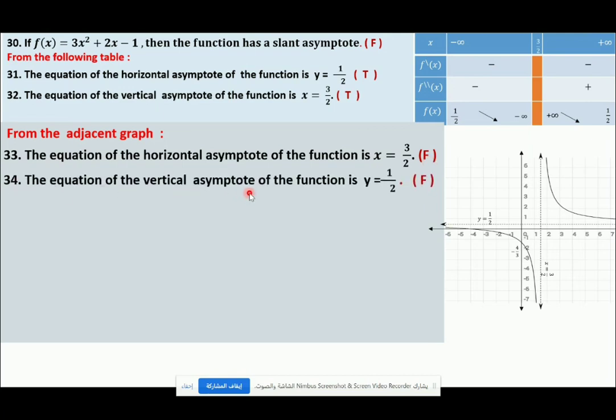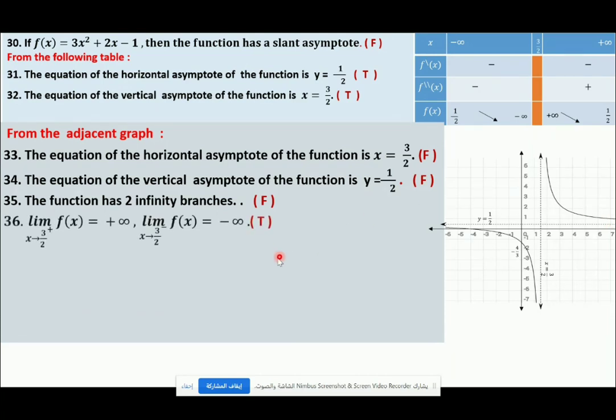34. The equation of the vertical asymptote of the function is y equals half. It's false because it is not the vertical one. It is the horizontal one according to the graph. Watch it, it is the horizontal one. 35. The function has two infinite branches. It's false because it has 4: 1, 2, 3, 4 branches.